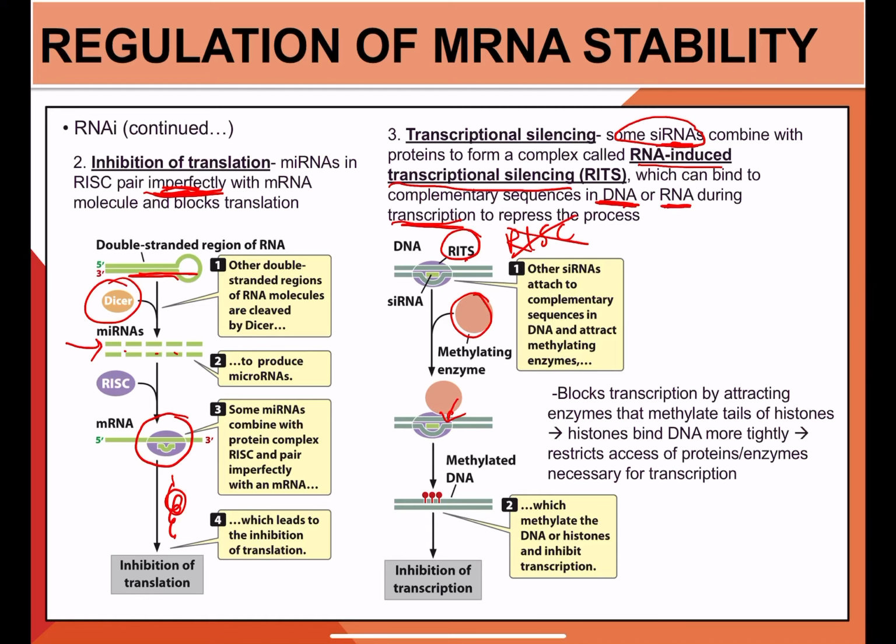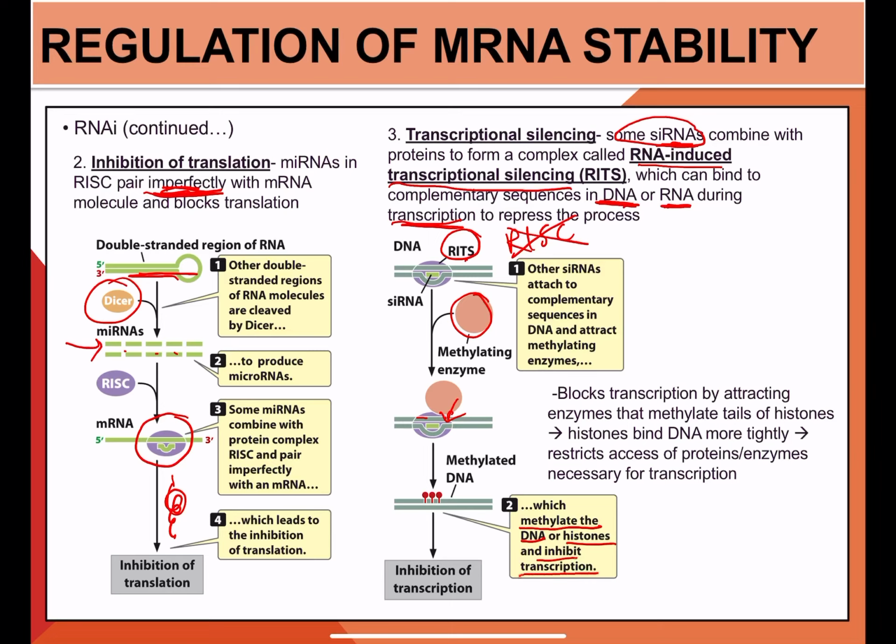So remember we talked about histone proteins. If it becomes methylated, depending on the case, in this particular scenario the histone methylation ends up making the DNA coil around the histone even more tightly than it was. So it ends up restricting the access of proteins and enzymes that are necessary for transcription to occur. Once that happens, that methylating enzyme comes in here and methylates the histone or the DNA itself, either way. So that's why it says methylate DNA or histone. Either way, it will inhibit transcription.